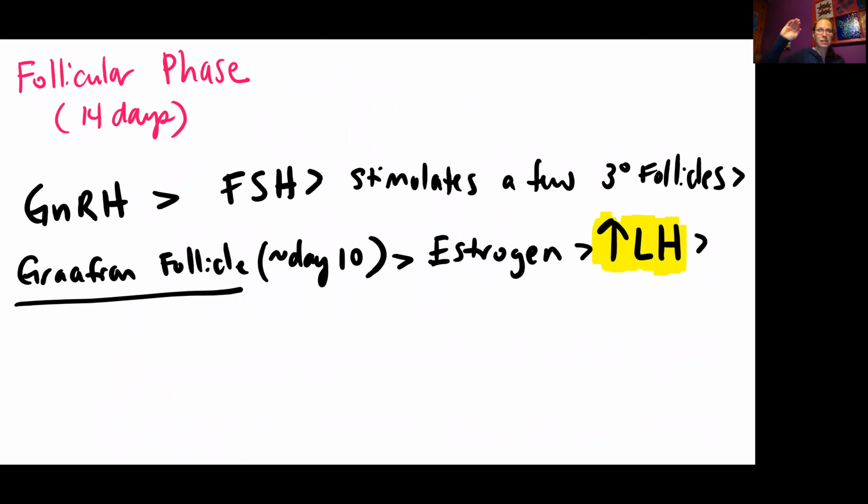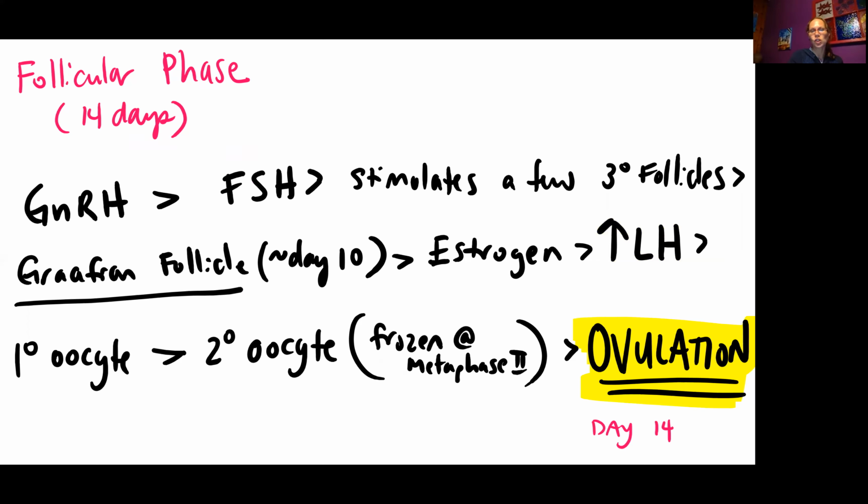So now this big spike in LH is going to trigger the primary oocyte to finish meiosis 1 and move into meiosis 2. So now we're going to call it a secondary oocyte, but remember it's going to be frozen at metaphase 2. And we will see that the spike in LH is going to trigger ovulation. So ovulation is happening about day 14 of our ovarian cycle, and this completes the follicular phase, because at this point we no longer have a follicle.